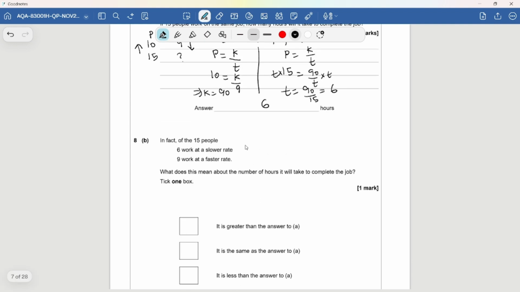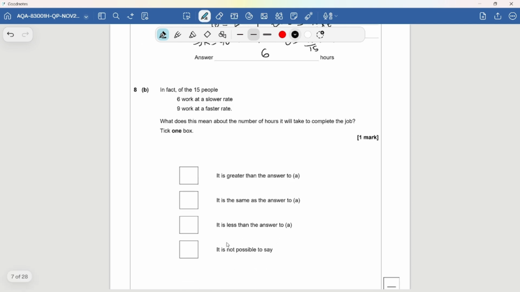In fact, this information is insufficient for me to make any statement. So I would say it is greater than, the same or less, we can't say anything about them. I would say it's not possible to say anything.